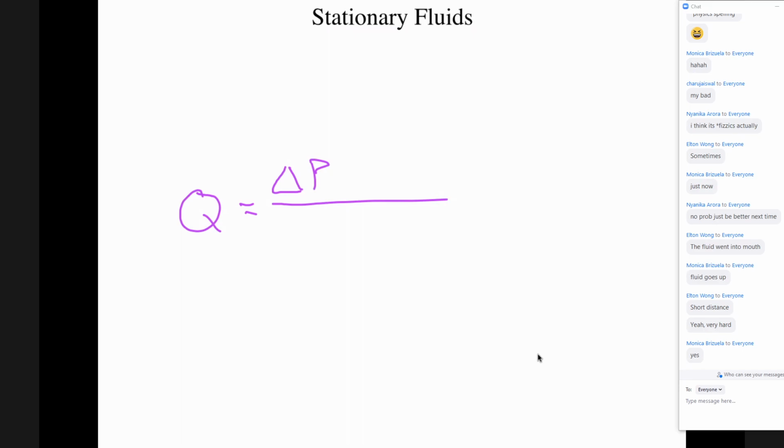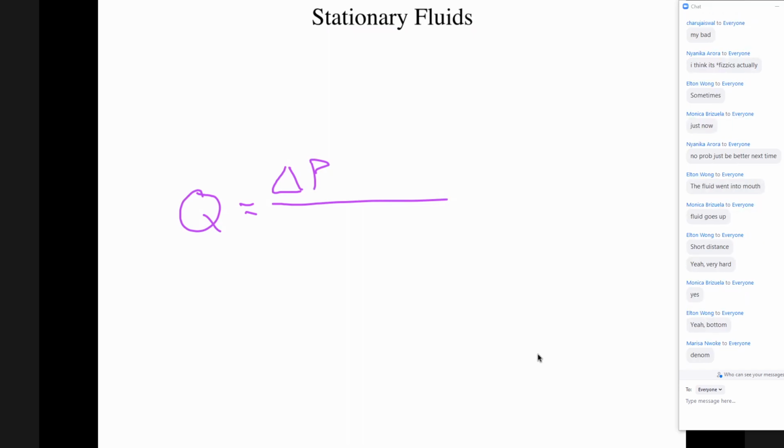So where would you put length in this equation? Does length impact how much flows through the pipe? Do you think length belongs in this? Sure, we'll toss it in the bottom. Okay. Seems reasonable, put an L in there.